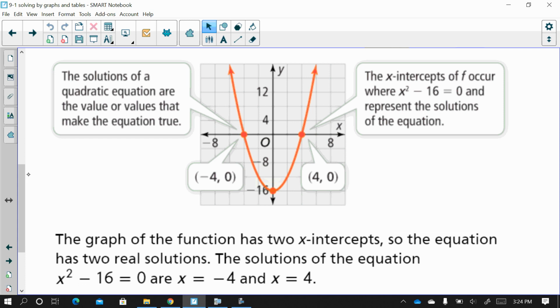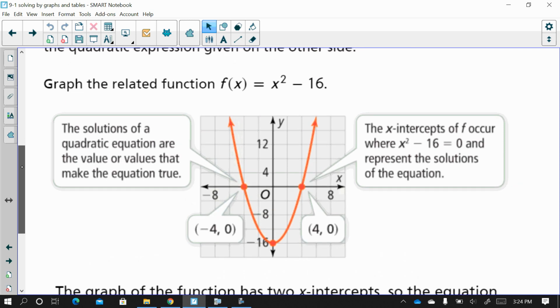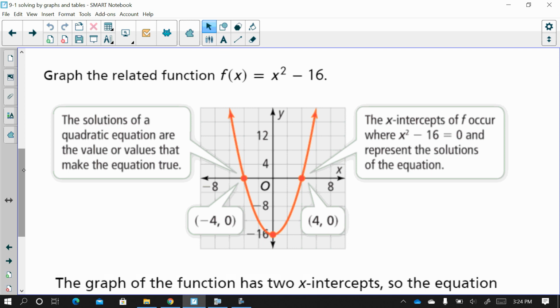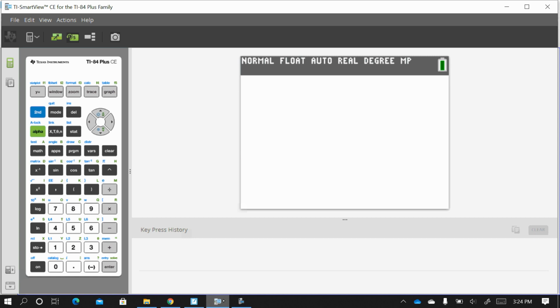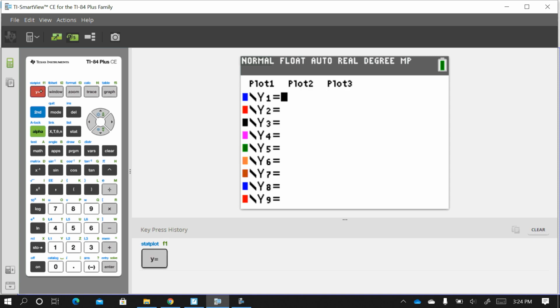So let me show you how to graph these. In class, we graphed a lot of these by hand. You're going to hate me because our calculators will graph them for us. Okay, so if we open up our TI-84s, let's go ahead and look at the y equals button. I'm going to graph using this.